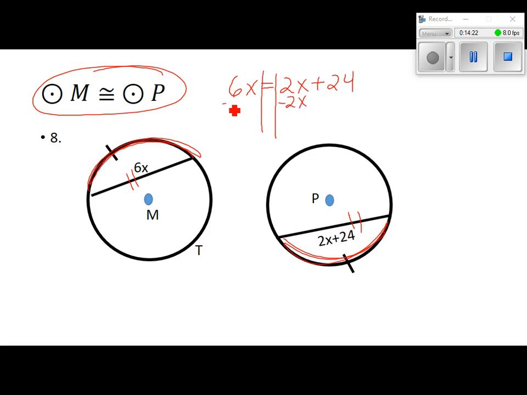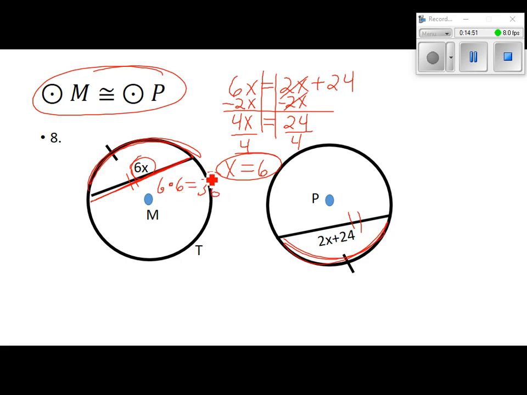Subtract 2x on both sides. End up with 4x equals, these cancel out, equals 24. Divide both sides by 4. And I just end up with x equals 6. If we need to plug back in, we could see how long these chords are. Probably the easiest place to be right there. You just put in 6 times 6. Well, that's 36, so each chord should be 36 units long, whatever the units are.